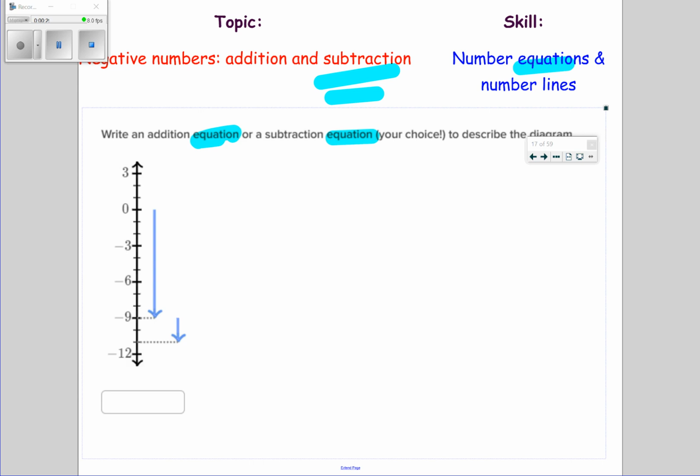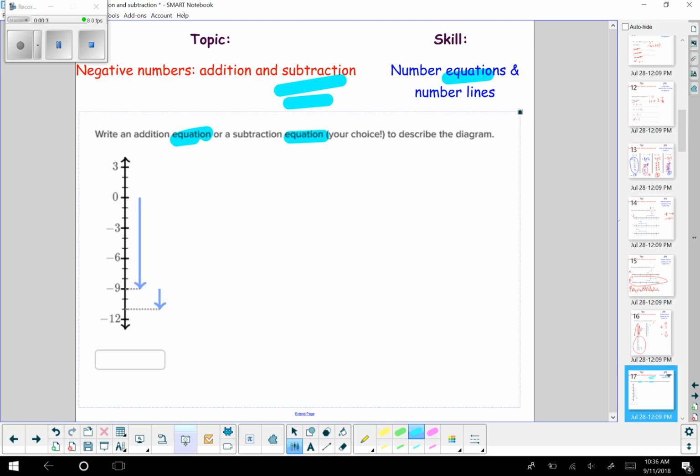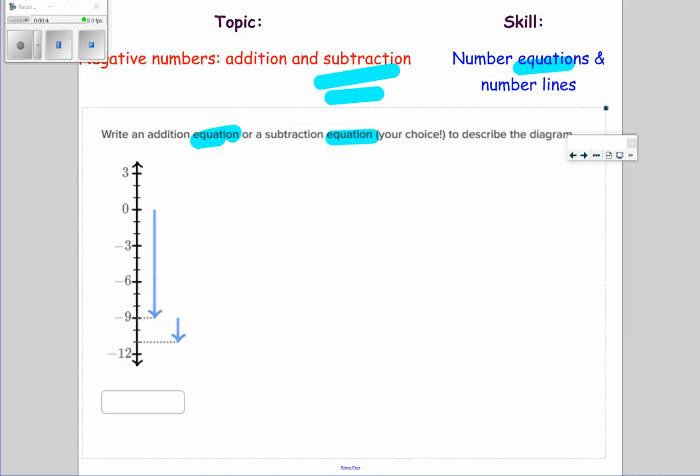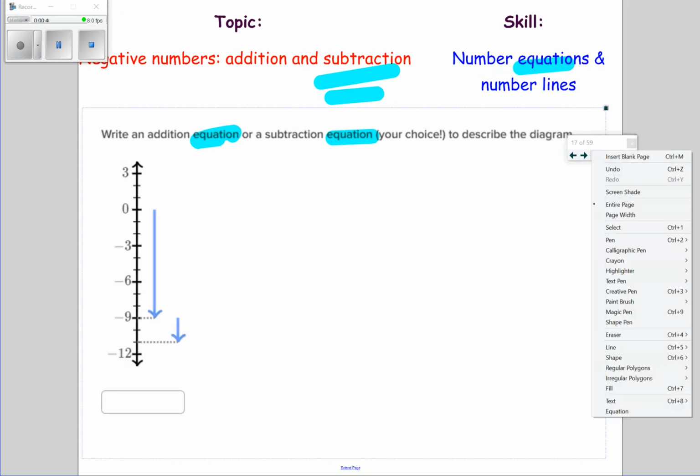Write an addition equation or subtraction equation, your choice, to describe the diagram. So let's look at the diagram first, and we're going to do both an addition and a subtraction with this first one. So let's do the addition in green.